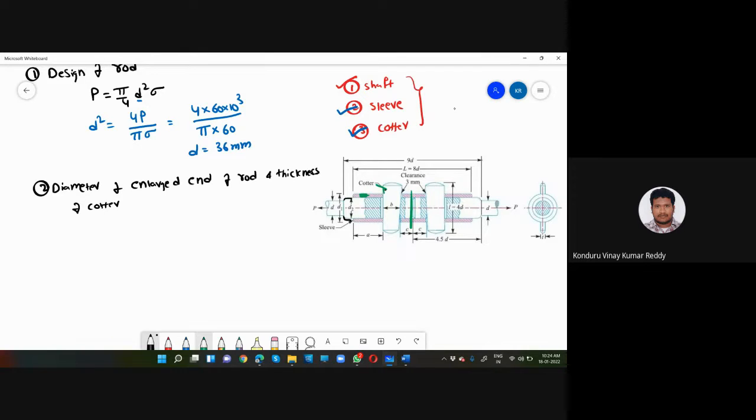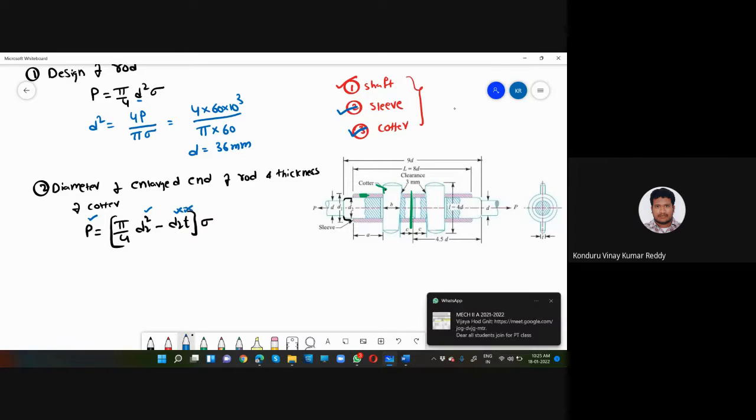Similarly, we have a common formula for that. That is P is equal to pi by 4 d2 square minus d2 into t, which will be multiplied with shear stress. Just now substitution. We know what is P, we don't know what is D2, even we don't know what is t, but we know what is sigma.